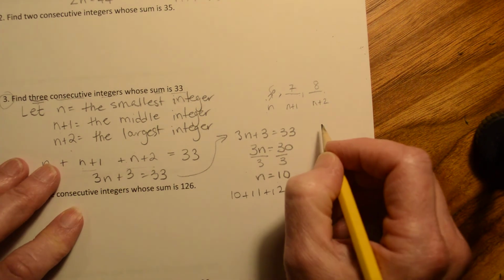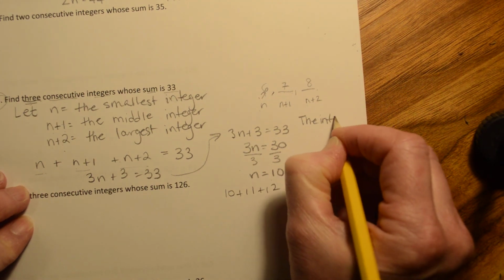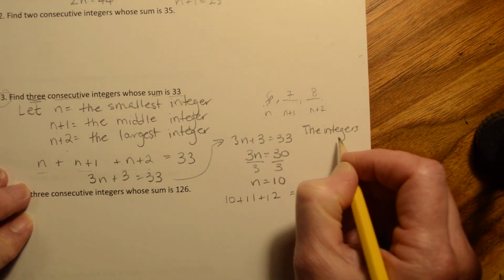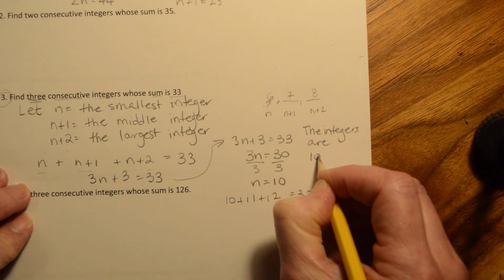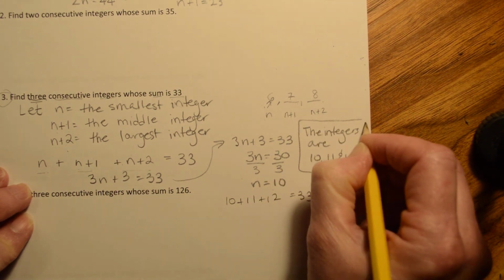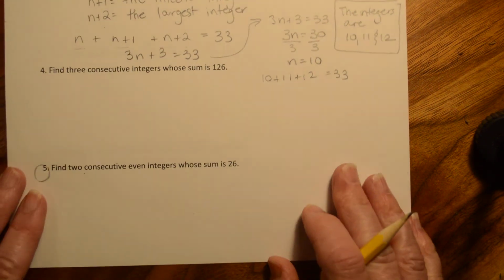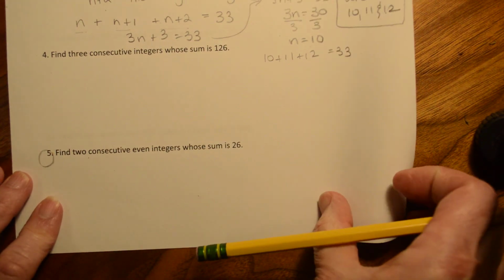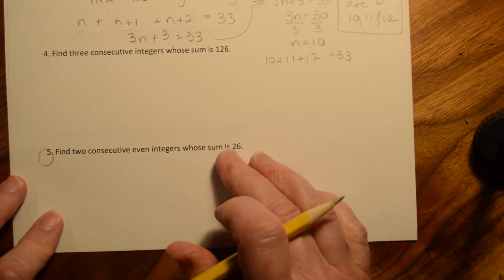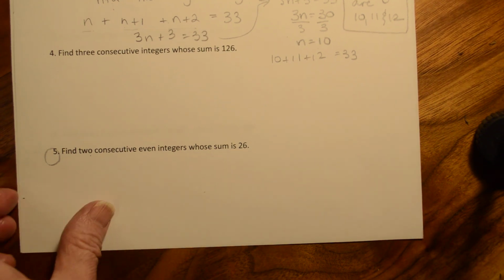All right, so the answer to this question is the integers are 10, 11, and 12. Okay, let me start a second video, and then we'll do numbers 5 and 9.